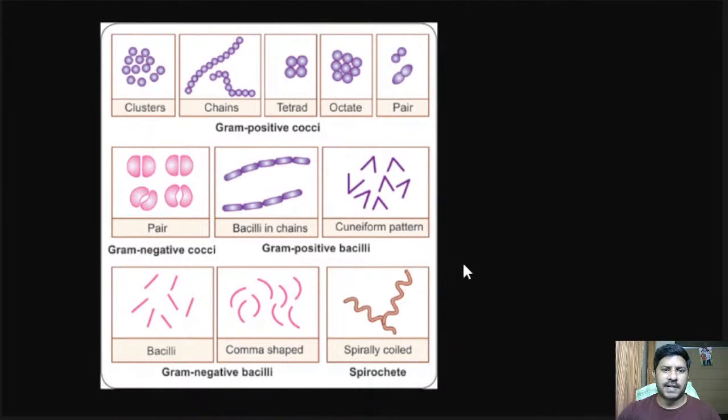Here there are different arrangements of bacilli or cocci. This is the cuneiform pattern of arrangement, or Chinese letter arrangement. That is seen in Corynebacterium diphtheriae. To identify Corynebacterium diphtheriae, we can look for the cuneiform pattern. And here are some other arrangements also.